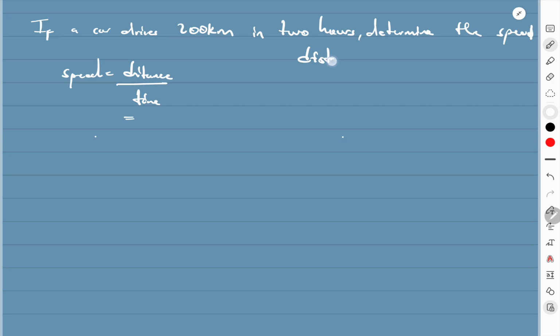Distance is going to be in kilometers. Sometimes the distance can be in centimeters, meters, millimeters, or miles. So these are the measurements of distance. And for the time, the time is always going to be in hours. You can have time in minutes, you can have time in seconds, you can have time in many different ways. Now let us look at this 200. This 200 is attached to kilometers.